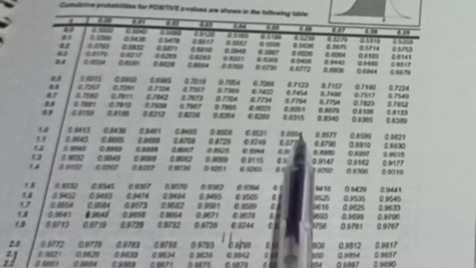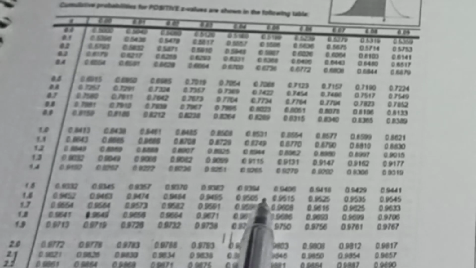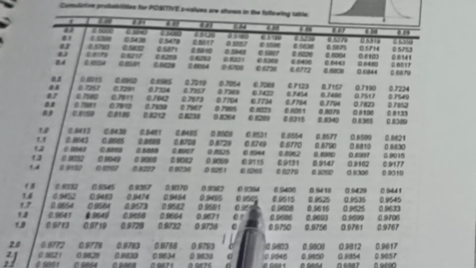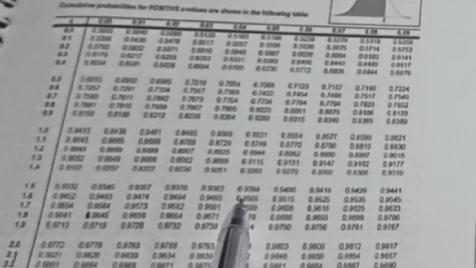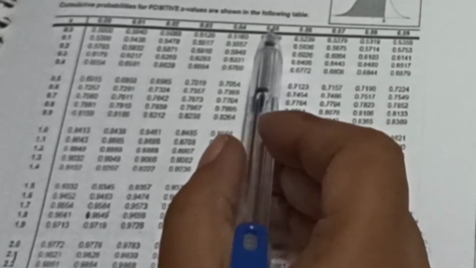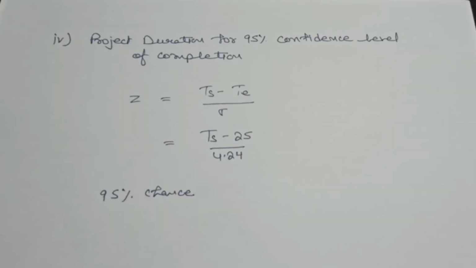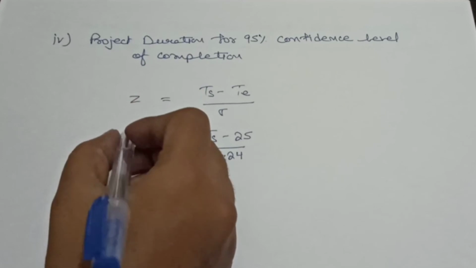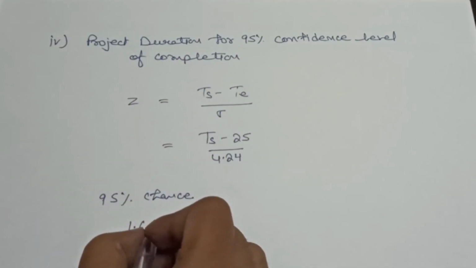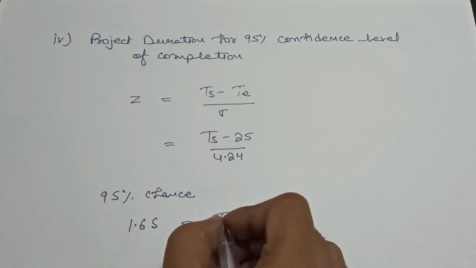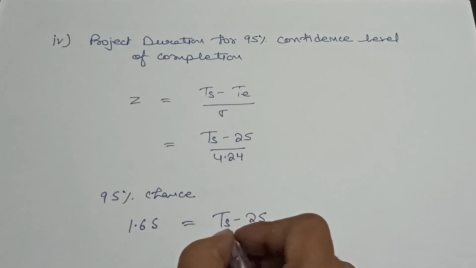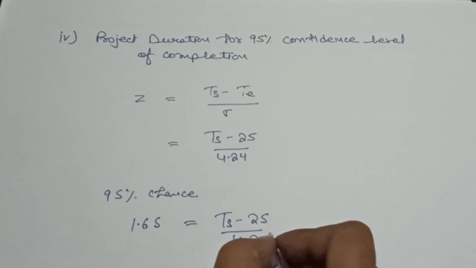As you can see in this table here, 0.9505. So in this table we can select this value. You can check, here is 1.6 and here 0.05. So we can take 1.65. So we can write here 1.65 is equal to TS minus 25 divided by 4.24.